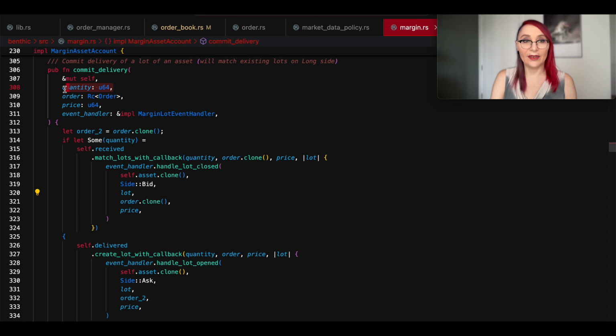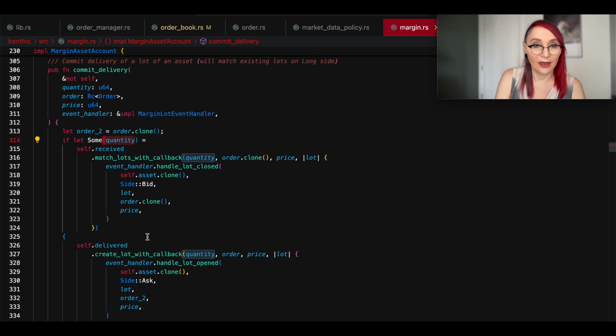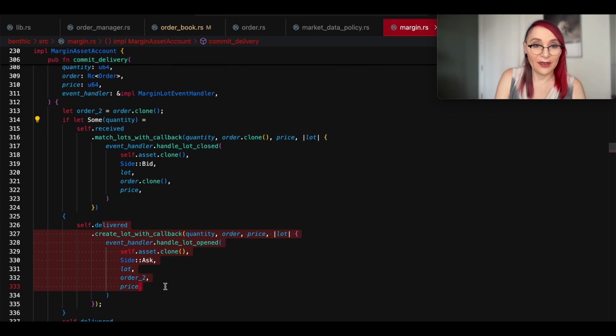So maybe it's the case that the quantity I need to deliver is 5 Bitcoin, and I have only 2 Bitcoin on my receive side. So there is quantity left, 3 Bitcoin. What do we do with this quantity left? We create a new lot on the opposite side, right? We create it on the delivered side.